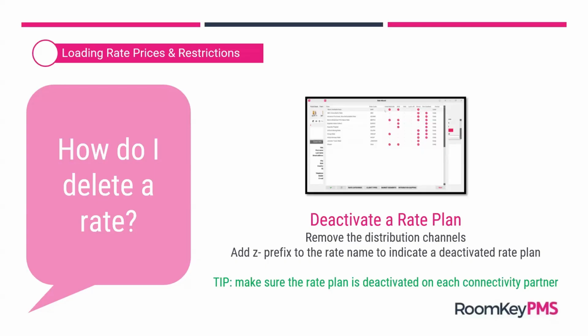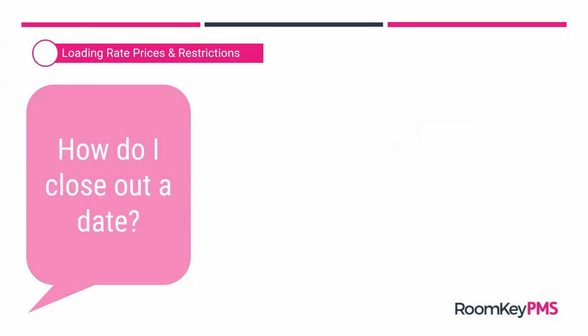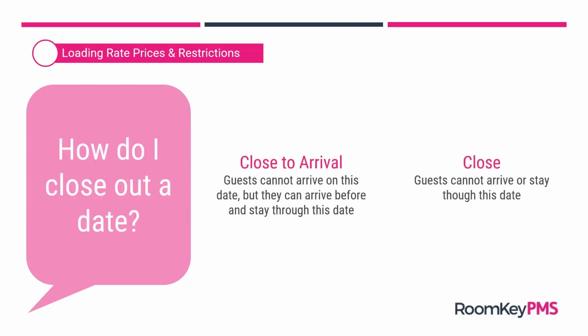Speaking of closing a rate plan, the next common question we get is how do you close out a date? We've got two ways that you can close out a date. Of course, if you're going to be deactivating the rate plan eventually, what you want to do is do this close off to the right-hand side.